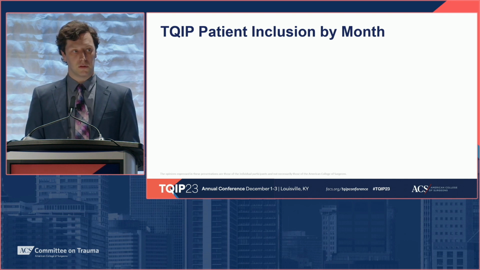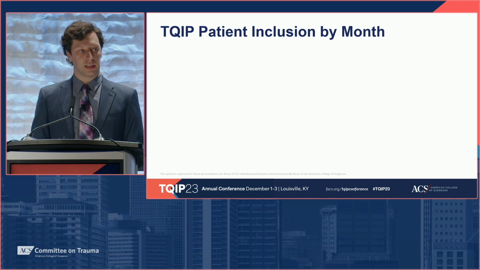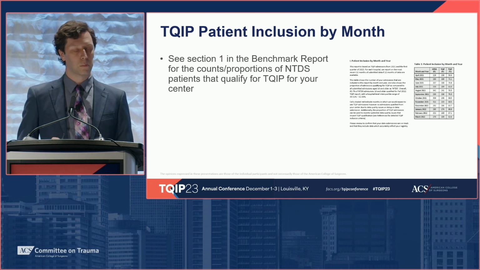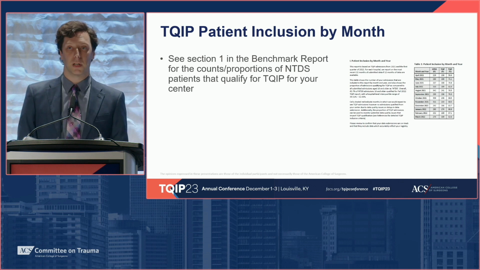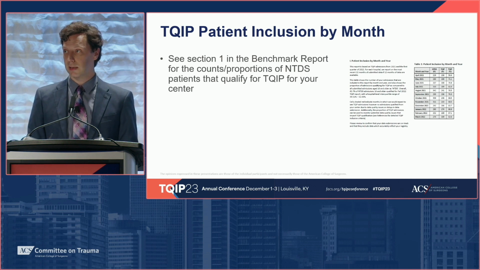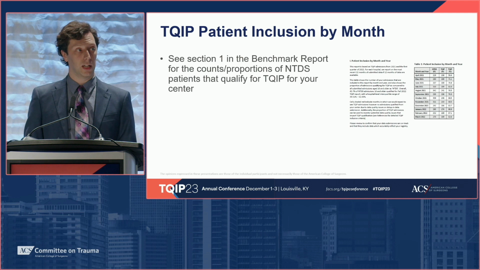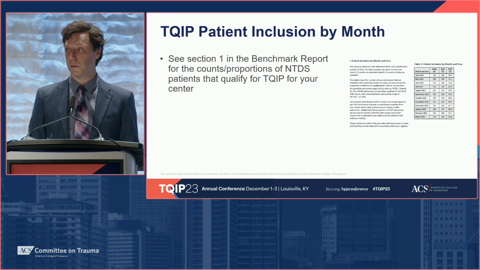So when you do receive your report, one of the first things in it is the TQIP patient inclusion by month. This is a little small, but it's in section 1. And what this basically does is it breaks down on a month-to-month basis how many NTDS qualified patients you reported to us, how many of those patients qualified for TQIP, and what that percentage is.